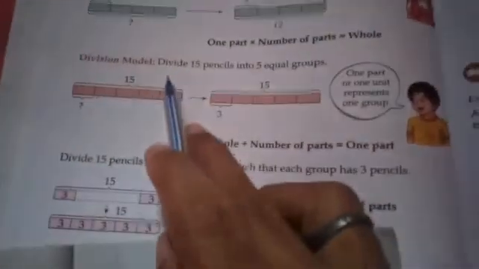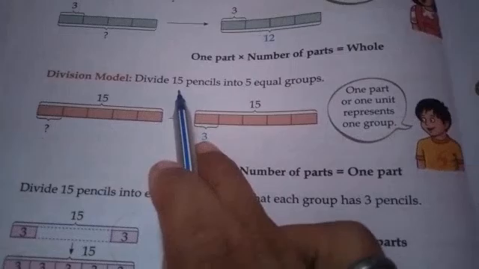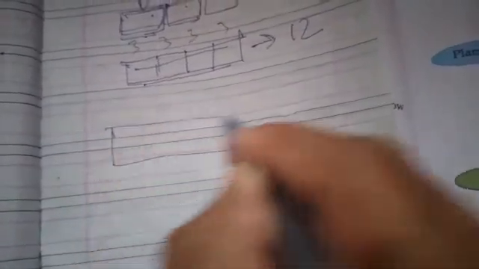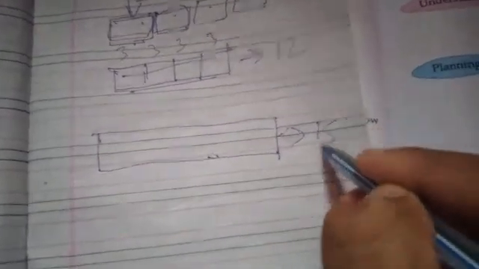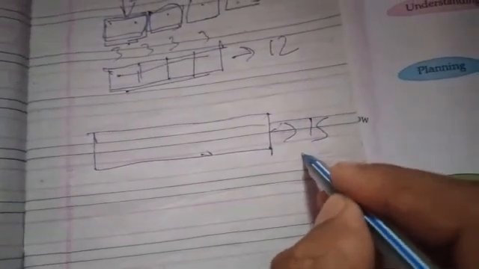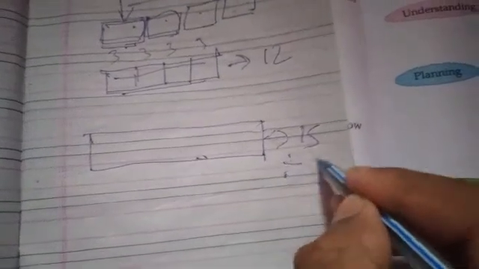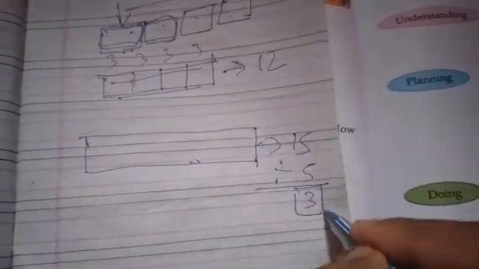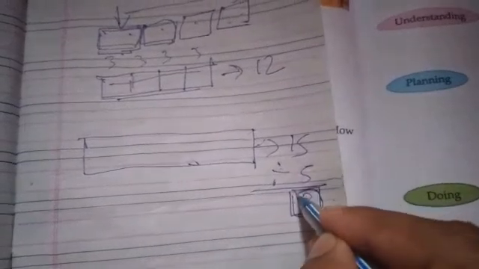See, in the division method, divide 15 into 5 equal parts. So for 5 equal parts, what we will do, first we draw a bar like this which will be equal to 15 in total, and since we have to convert it into 5 equal parts, we'll divide this by 5 and we got 3. So that means each equal part will be 3.